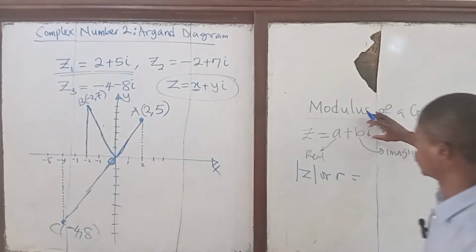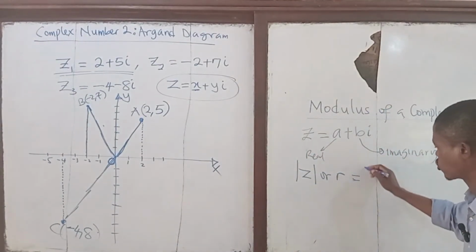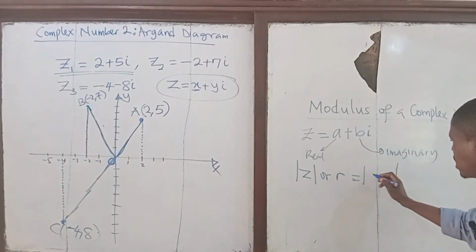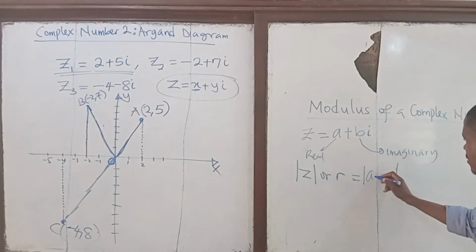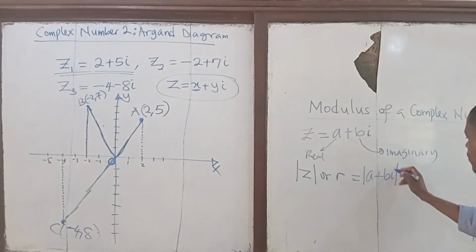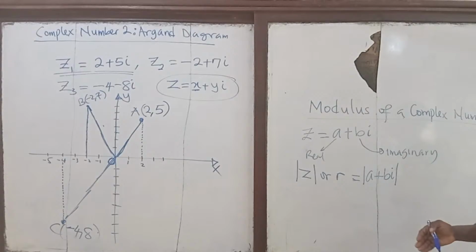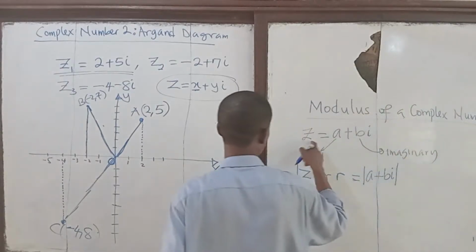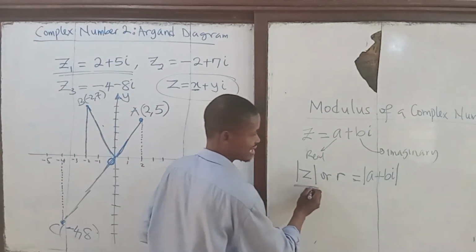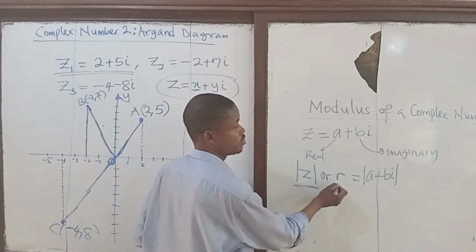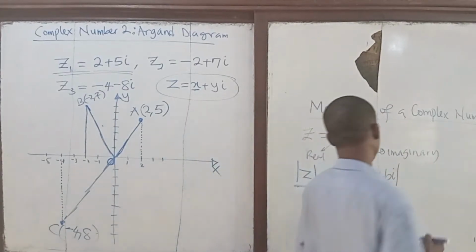If you want to get the modulus of this, we just put a line across the complex number, in front and at the back. That means modulus. That's the modulus of this complex number. And for z, the modulus of z is this. That's the symbol you use, or you use r for the modulus.